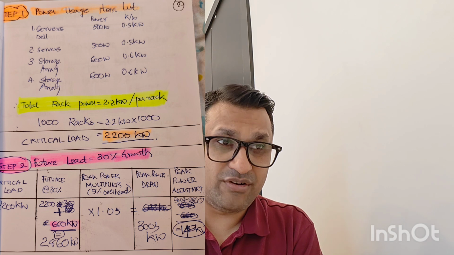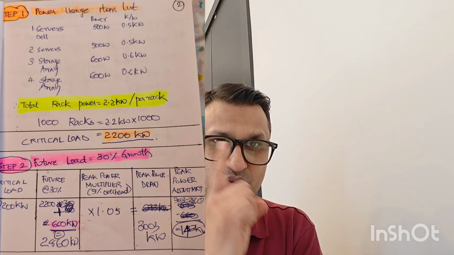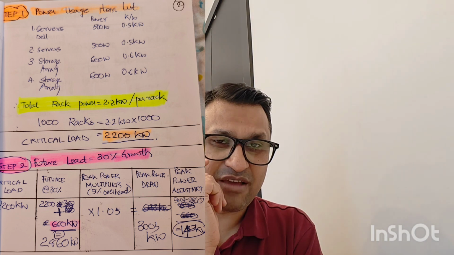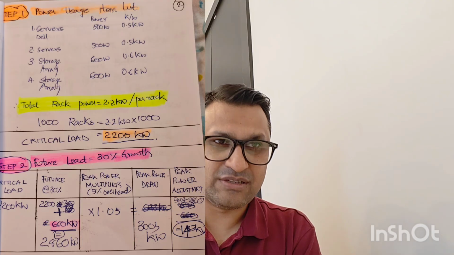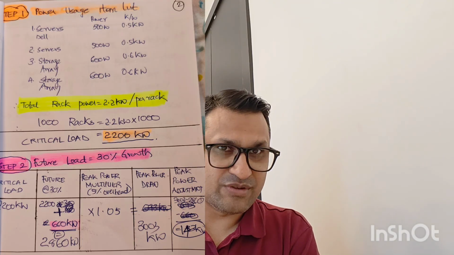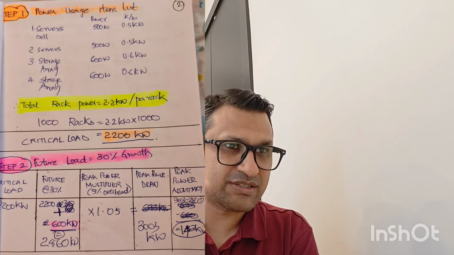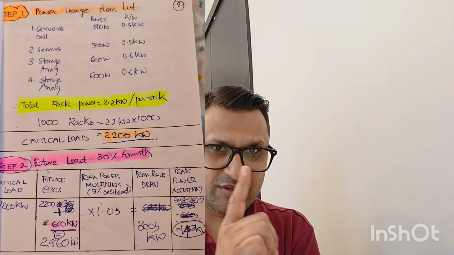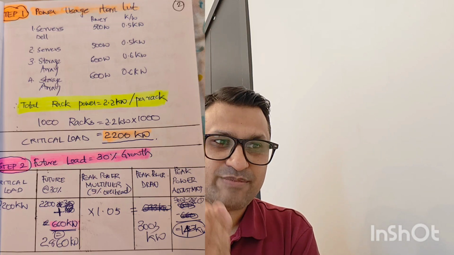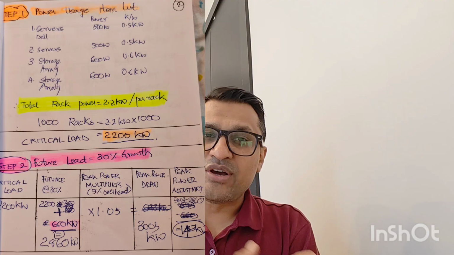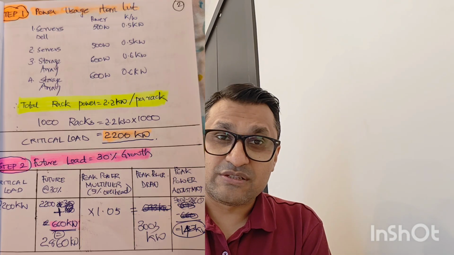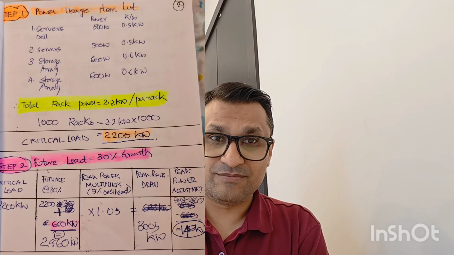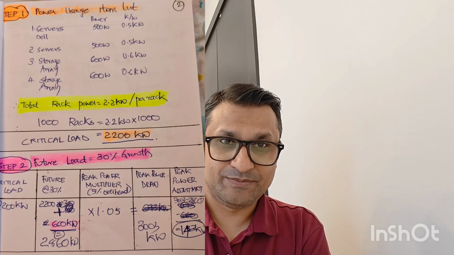And that was step one, power usage for one rack times the number of racks in that data center initially proposed. 1,000 racks, one rack is 2.2 kilowatt, 2,200 kilowatt. That's the critical load. Next is the expansion, future load. We are considering 30% growth. Suppose it's a fast scaling organization and is trying to scale big.